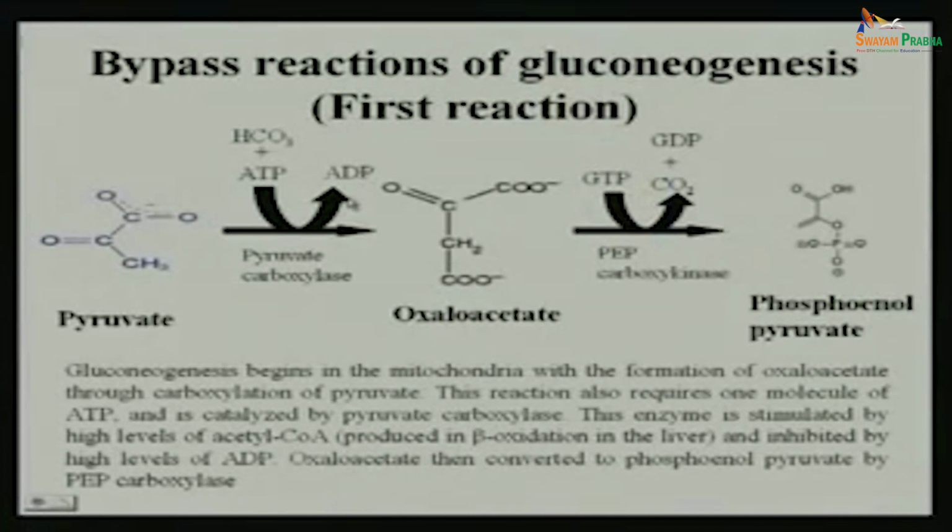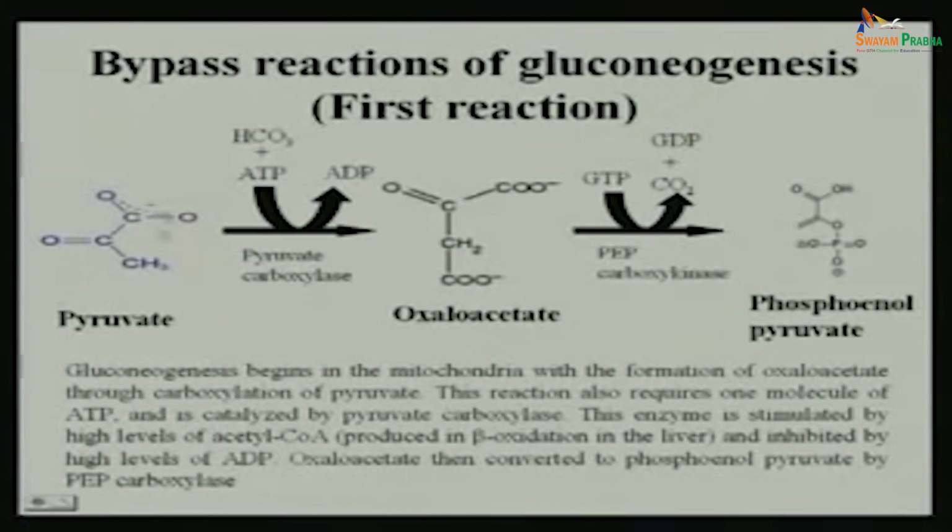Now, let us learn what those bypass reactions in gluconeogenesis are. As I have told, pyruvate to glucose is gluconeogenesis. If we start from the end product of glycolysis, that is pyruvate, in the presence of the enzyme pyruvate carboxylase, one molecule of ATP is required, and bicarbonate is needed, and ATP is converted to ADP.